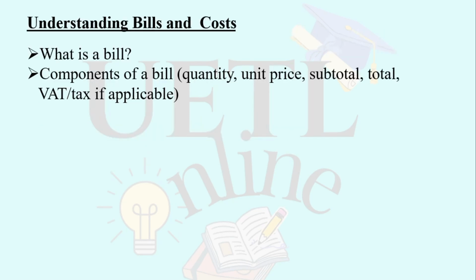First, let's go on what is a bill. This is the first question you can get. We want to understand what is a bill. A bill is a document which involves the quantities, the descriptions, and the monies of something.